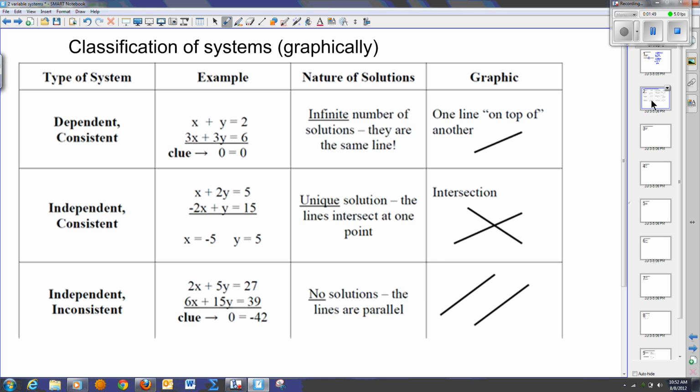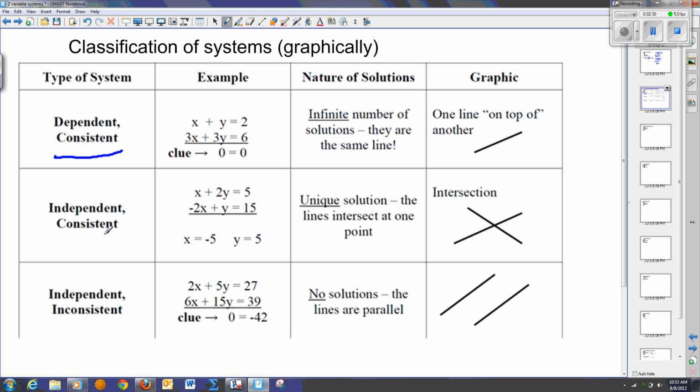Now, we're going to talk about three different types of systems. One is what we call a dependent and consistent solution, which means if I'm given two equations and I try to solve them, I end up with an answer that yields a true statement, like 0 equals 0. It could be 3 equals 3, 5 equals 5, whatever. We say that system has an infinite number of solutions, and if we were to graph these two lines, they would be the same line graphed on top of each other. So where do they overlap? Everywhere.